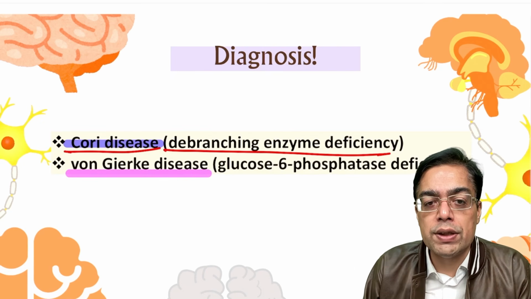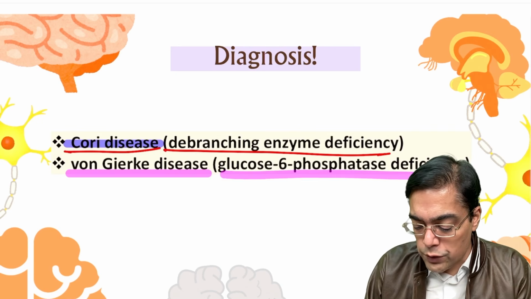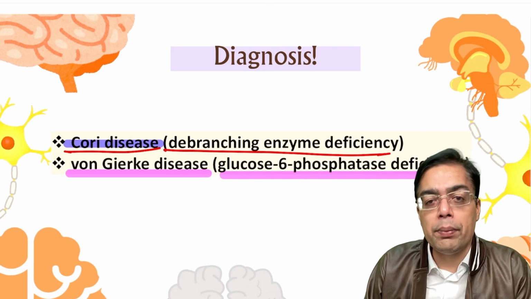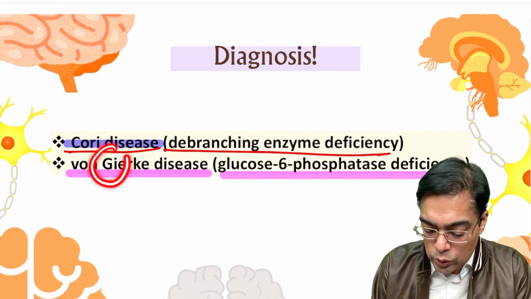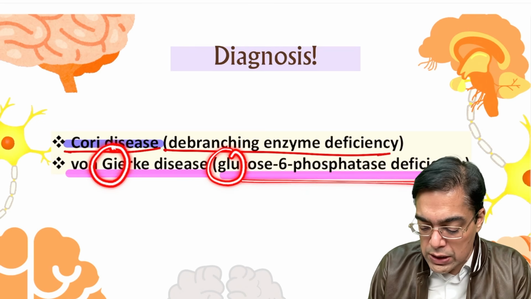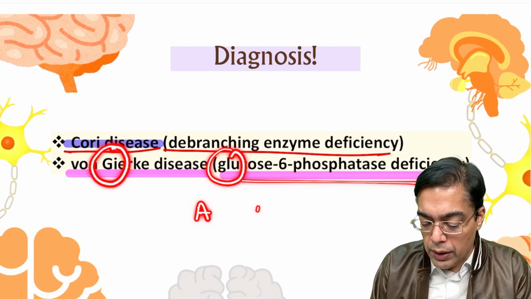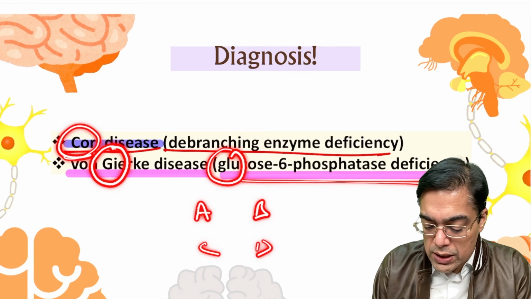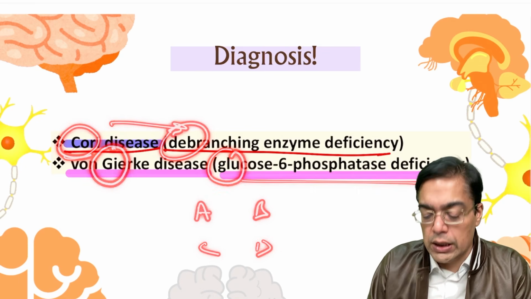So, von Gierke's disease is going to be associated with glucose 6-phosphatase deficiency. I hope you remember the trick over here. Von Gierke's is a glucose 6-phosphatase deficiency, whereas Cori's disease, remember the ABCD rule. So, Cori's disease is going to be associated with the debranching enzyme deficiency.